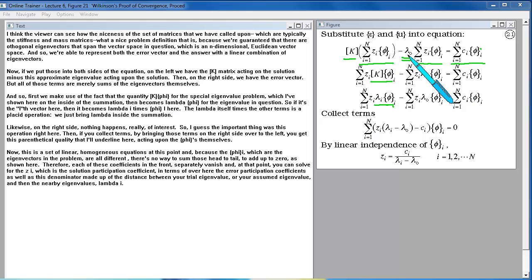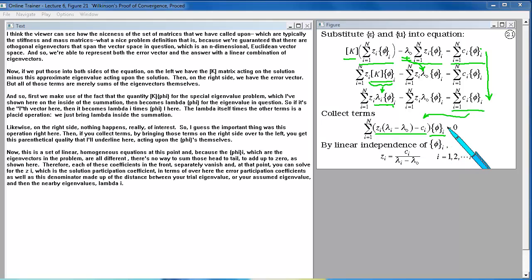The lambda itself times these other terms is a placid operation. We just bring lambda inside the summation. Likewise, on the right side, nothing happens really of interest. So I guess the important thing was this operation right here. Then if you collect terms by bringing those terms on the right side over to the left, you get this parenthetical quantity that I'll underline here acting upon the phis themselves.